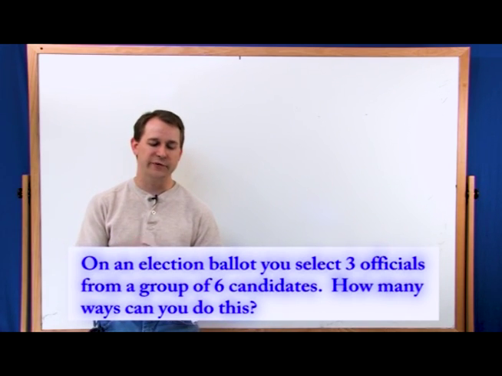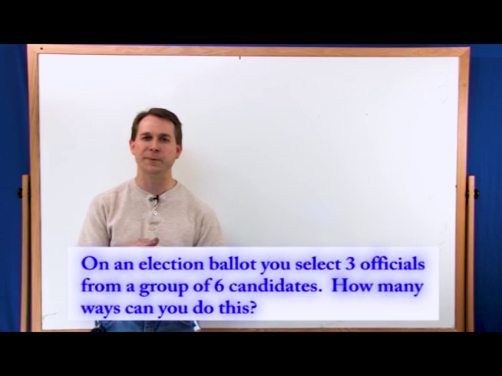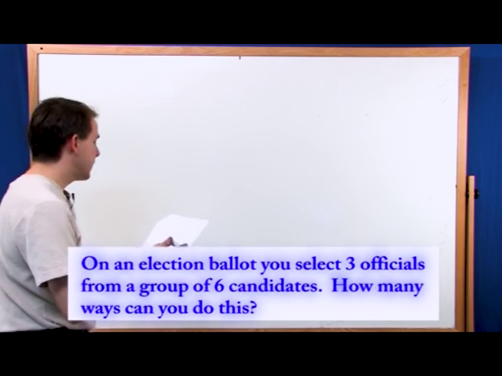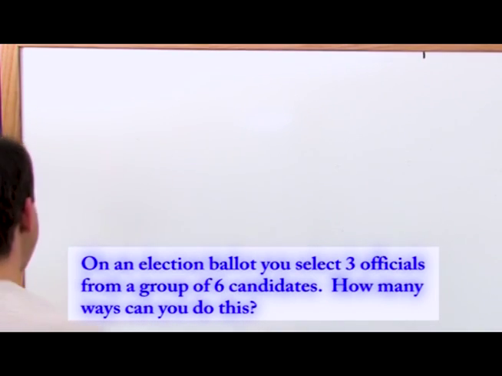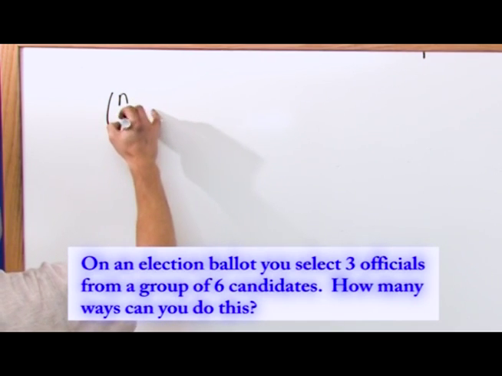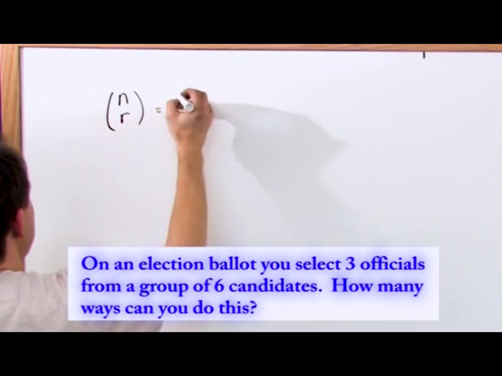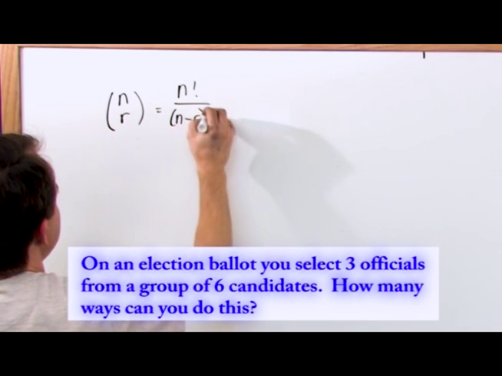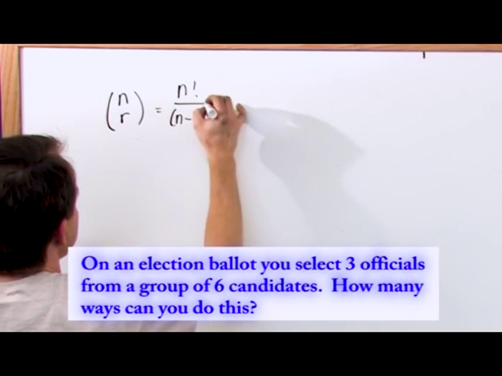So the problem says you select 3 officials from a group of 6. Okay, how many ways can you do this? It doesn't say anything about the order of vice president or president or anything like that. It's very general. The order doesn't matter for this problem, okay? So now that you know that, the order does not matter, so it's a problem in combinations. The general form for the problem in combinations is n factorial over n minus r factorial times r factorial, okay?